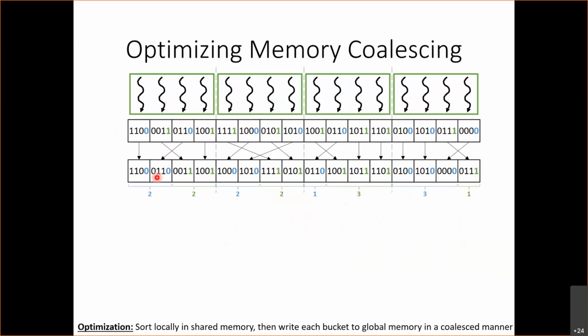Now this first block needs to put its two zeros in the beginning at position zero. And then this block needs to put its zeros where? At position two, because there are two zeros before. This block needs to put its zeros at position four, because it has two zeros here and two zeros in this block. This block needs to put its zeros at position five, because it has two zeros here, two zeros here and one zero here, so it needs to put its result after that. So what do I do to figure out where each thread block needs to put its zeros? Same thing for its ones.